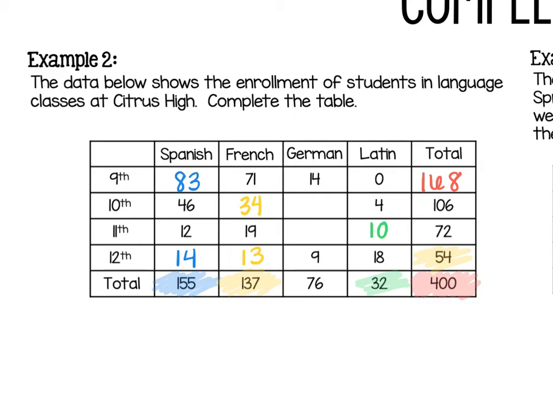That will help me fill in the sophomores in German. I know there are 106 total sophomores, 46 of them in Spanish, 34 of them in French, 4 of them in Latin, leaves 22 in German. And now I can fill in my last little bit of the table. There will be 31 students that are in 11th grade and taking German.